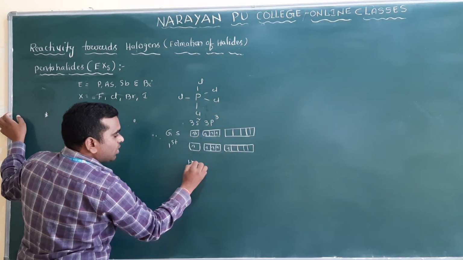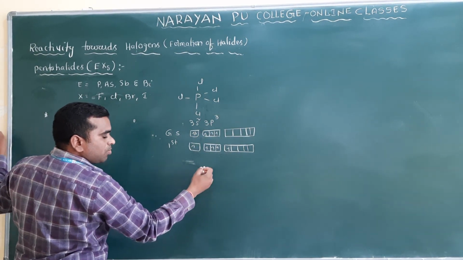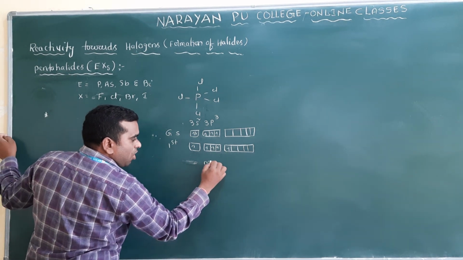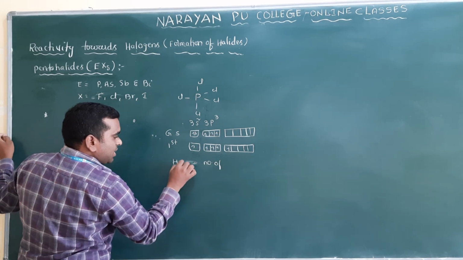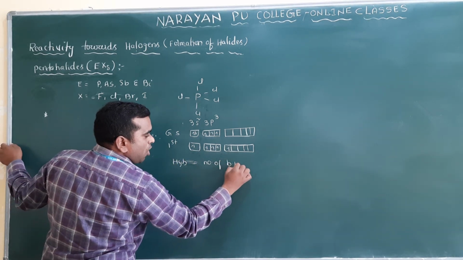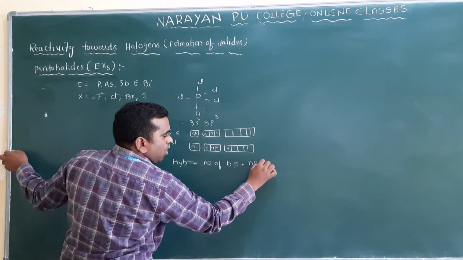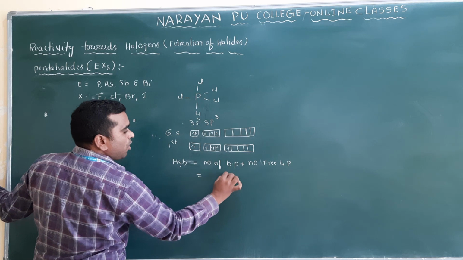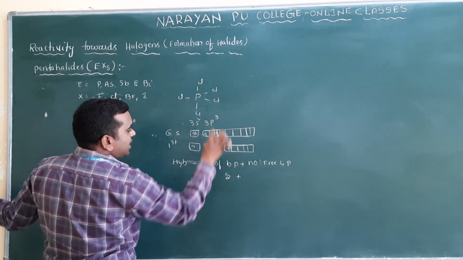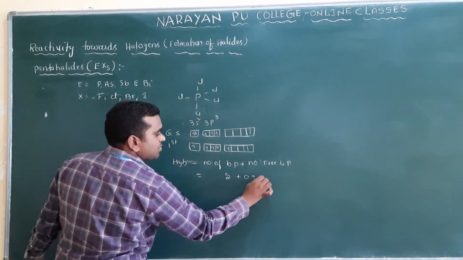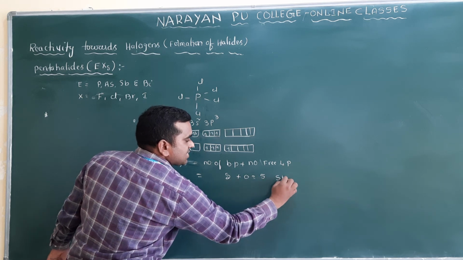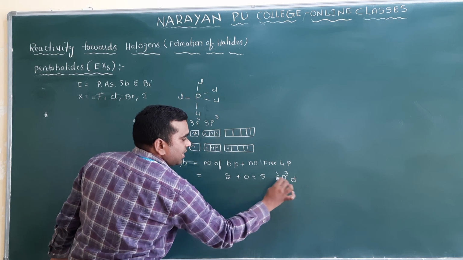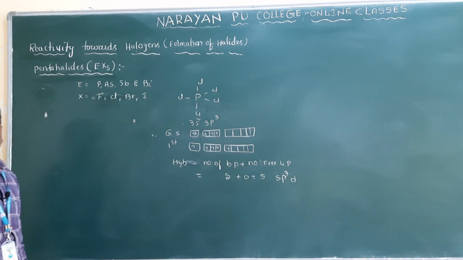What is the formula to calculate hybridization? Hybridization is the number of bond pairs plus the number of lone pairs. How many bond pairs are there? 5. Is there any lone pair here? No, 0. So the total is 5, which means one s, three p and one d orbital: sp3d. That is the hybridization.